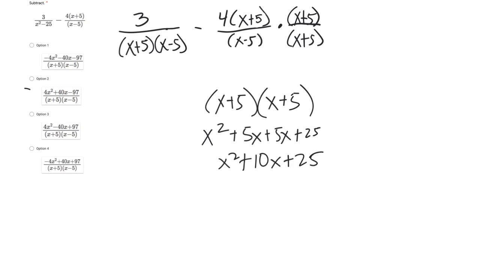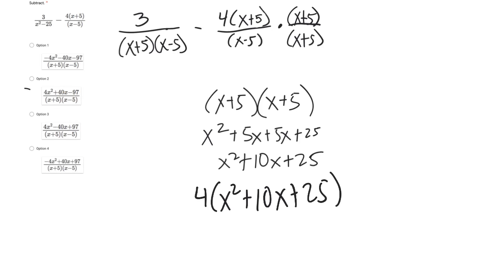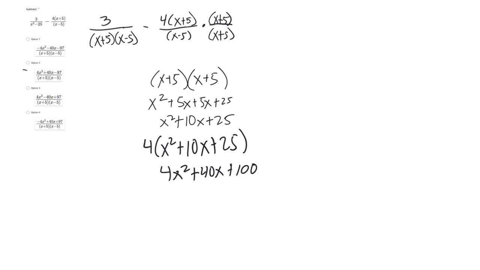Okay, so now let's go ahead and multiply the 4 into the x squared plus 10x plus 25 quadratic that we have. When we do that, we have 4 times x squared is 4x squared. 4 times the 10x is going to give us 40x. And then 4 times the 25 is going to give us 100. That gave us a little bit more room here.